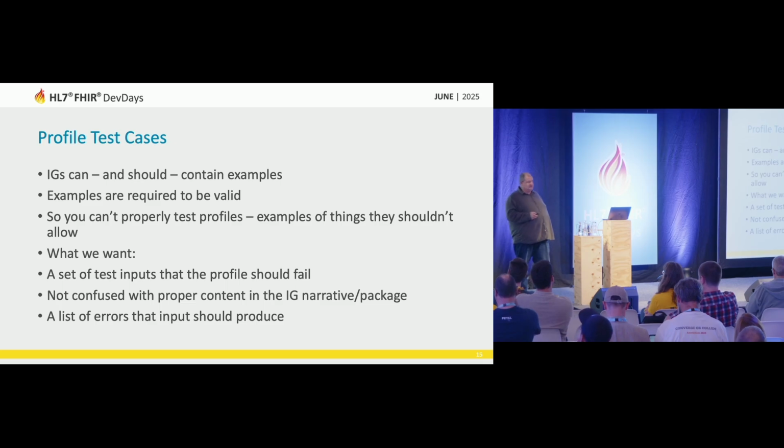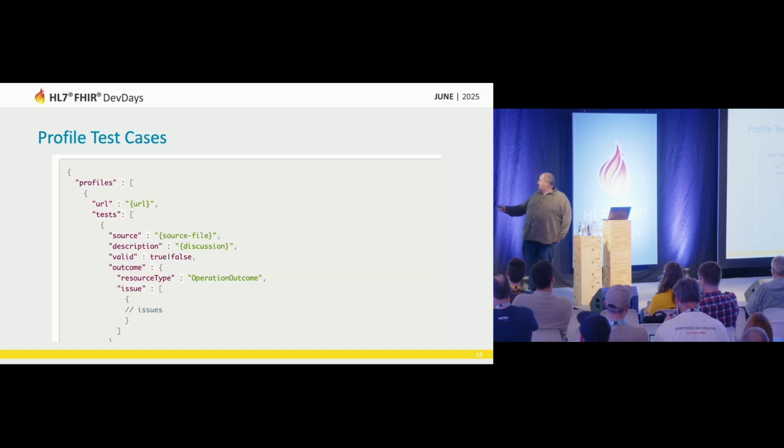So what we want is a set of test inputs that the profile should fail, separate from the content of the IG, so we know they're not real proper resources, and we should say, if we want, not just that they should fail, but how they should fail. And so here's a test case example of a JSON file that you can refer the publisher to, and it loads this and says, I'm going to actually run all these test cases.